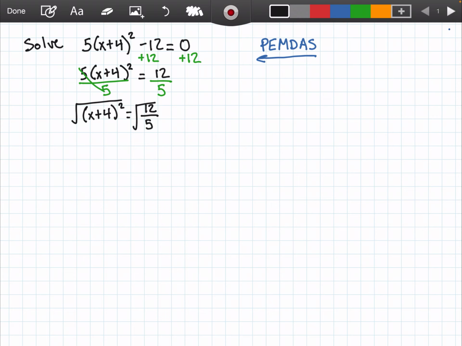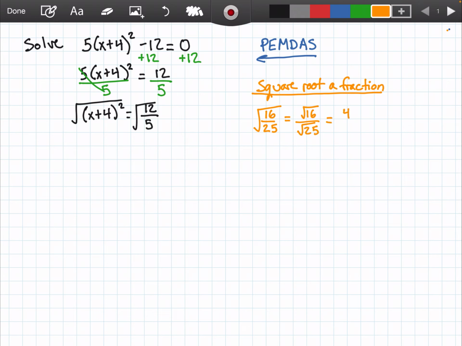Now I get the joy of square rooting a fraction. I brought this up in class, but just so we know, say I have the square root of 16/25. That's like taking the square root of the top over the square root of the bottom. So we get 4/5. Most of the time it's not going to work out that nicely, but that is how we do it.